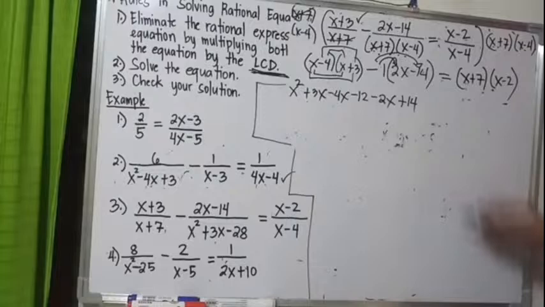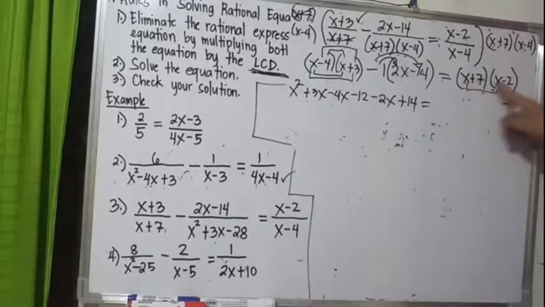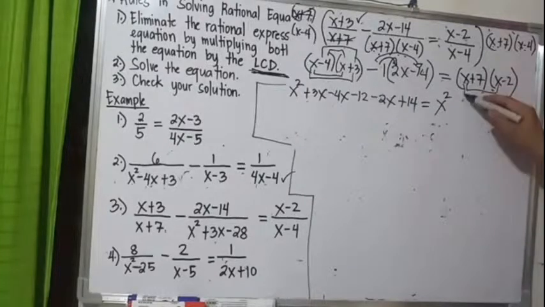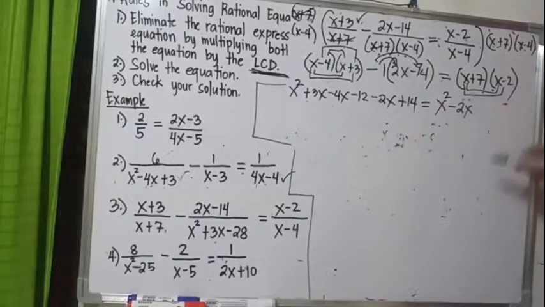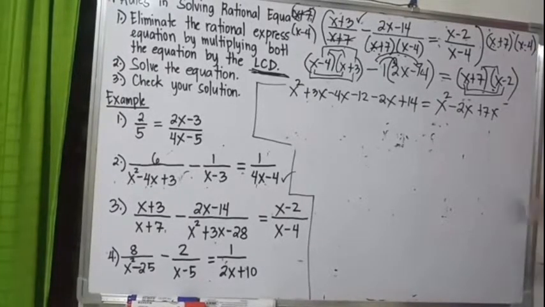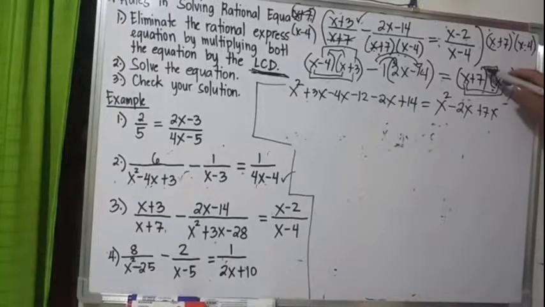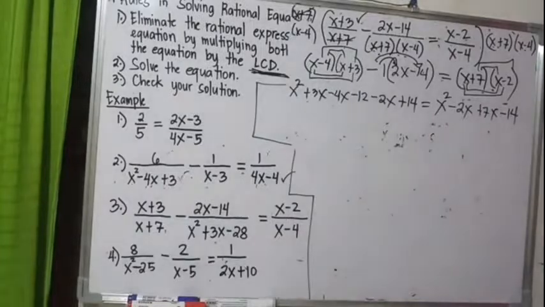Then equals this one, we FOIL it also. So x times x, that is x squared. Then x times negative 2, that is negative 2x. Then 7 times x, that is positive 7x. Then positive 7 times negative 2, that is negative 14. Then combine like terms. Okay, combine like terms.